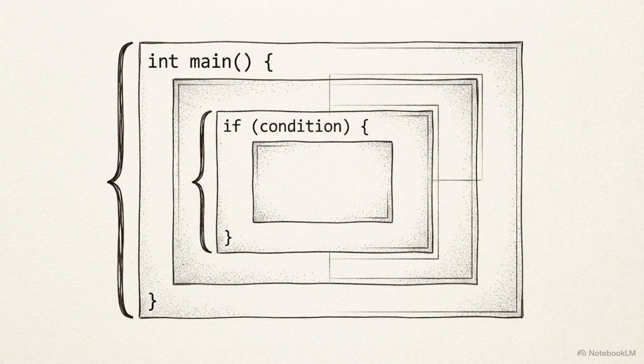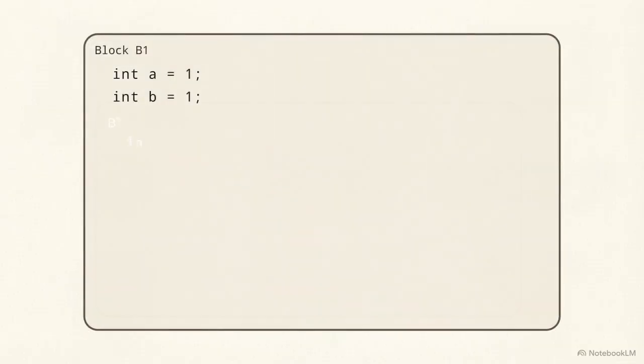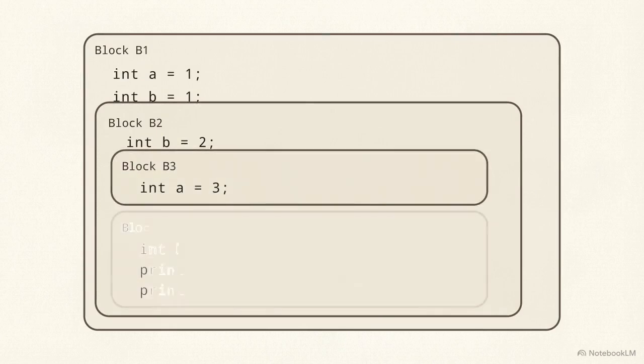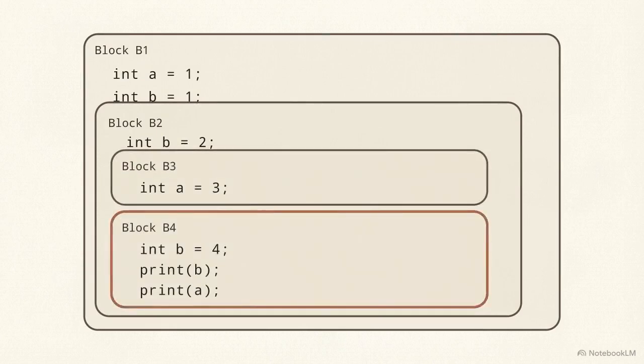This is a spatial system. This diagram shows 4 nested blocks of code. When the compiler resolves a variable request, it uses an inside-out search algorithm based on these physical boundaries. If the program prints B from inside block B4, the algorithm searches that block first. It immediately finds a local declaration of B and binds to that environment.